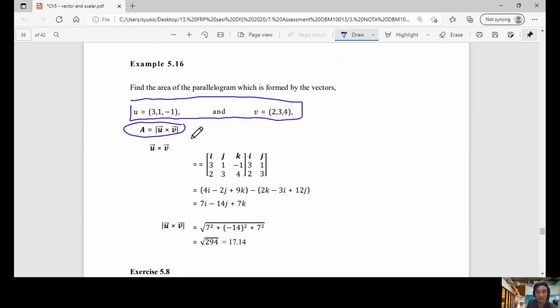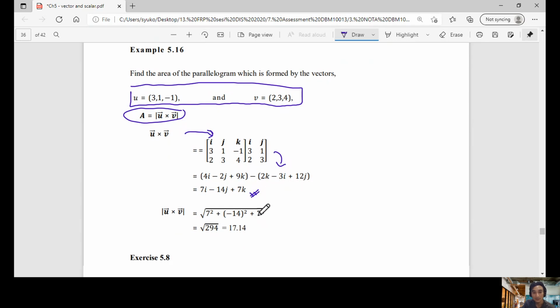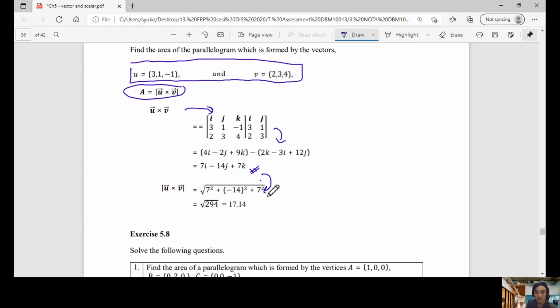Okay, so it is just easier, because you just put the value of the vector u here and v, and then put another value of the two columns here, and then just apply the cross product, then get the answer for the cross product, and then use your own calculator and find out the magnitude, the modulus. So this is the answer of what we call the area of the parallelogram.